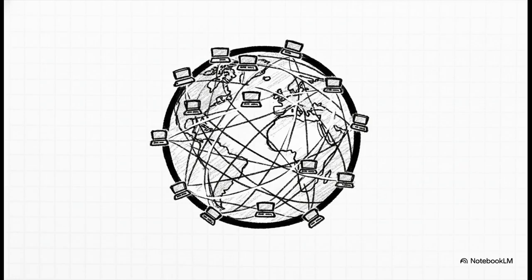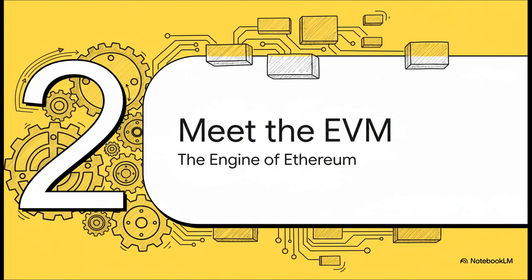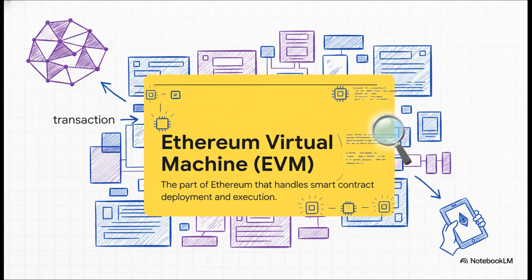Now, to make a wild idea like that actually work, you're going to need a very, very special kind of operating system. And that special operating system, the absolute core of this world computer, is the Ethereum Virtual Machine. Put simply, the EVM is the environment where every Ethereum account and every single smart contract lives. So when you send a transaction or interact with a decentralized app, what you're really doing is telling the EVM to wake up and execute some code according to a very specific set of rules.